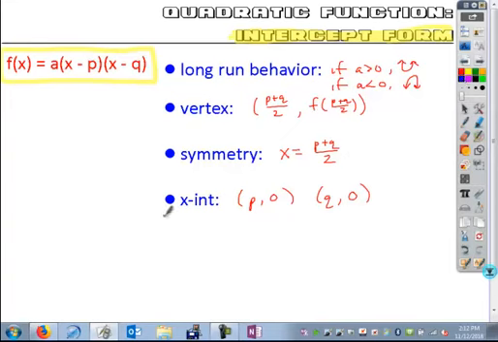And then going back to, once again, if we were looking for the y-intercept, as it will be for all of them, you're simply going to plug in 0 for x and evaluate your function. And that would be the coordinate for your y-intercept.